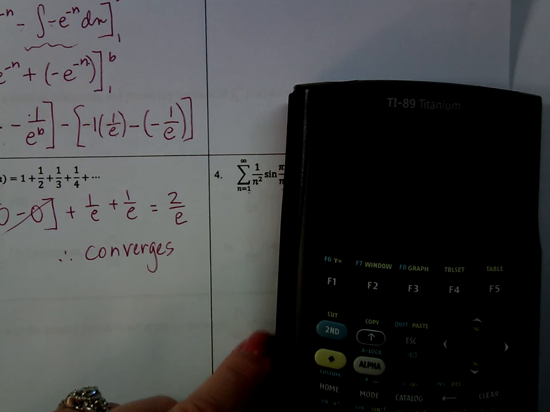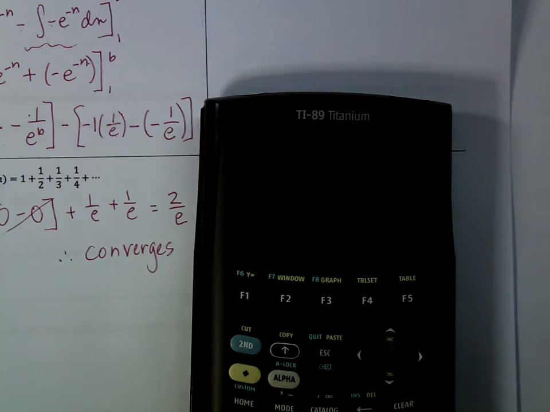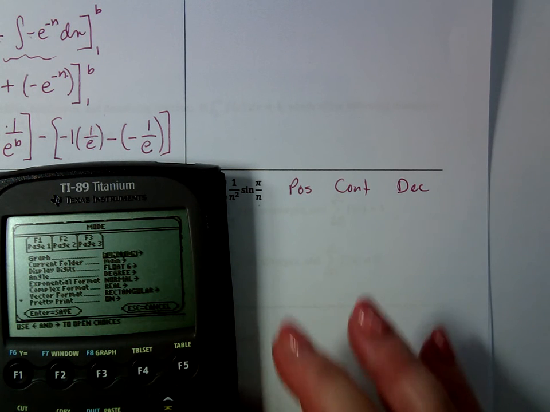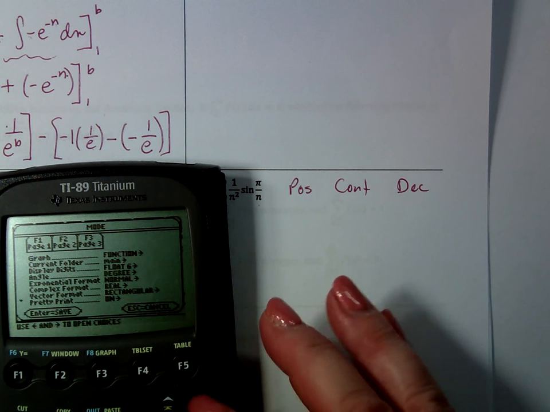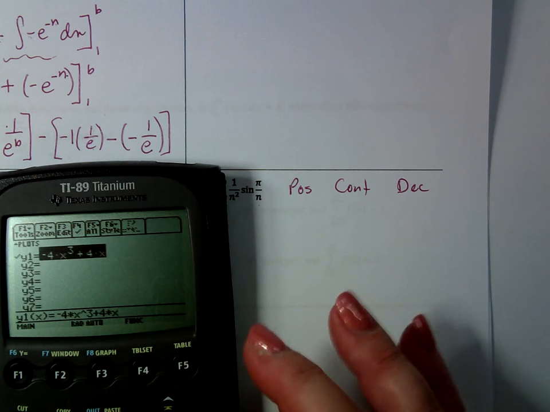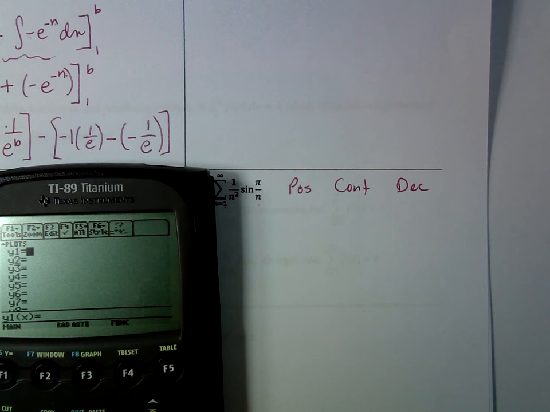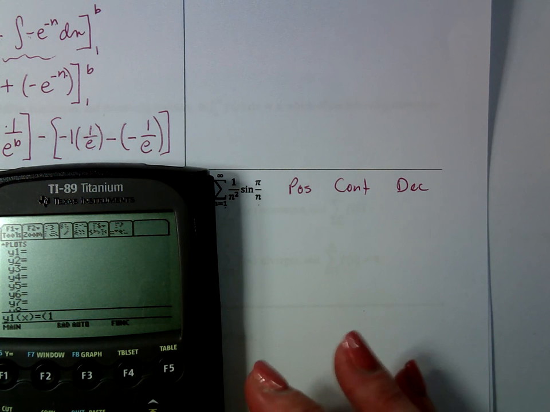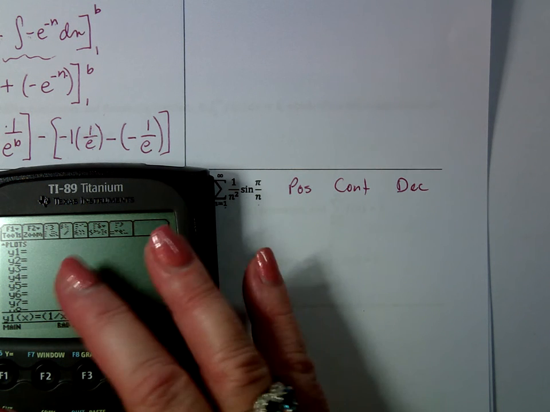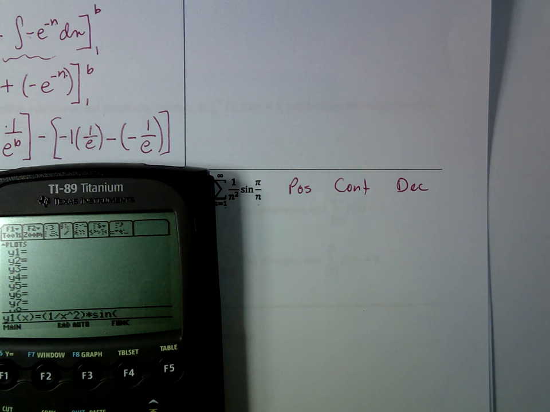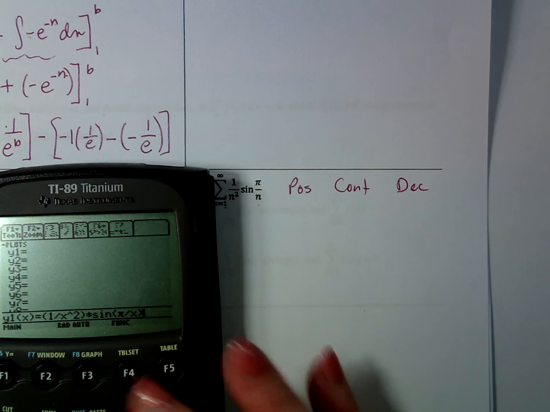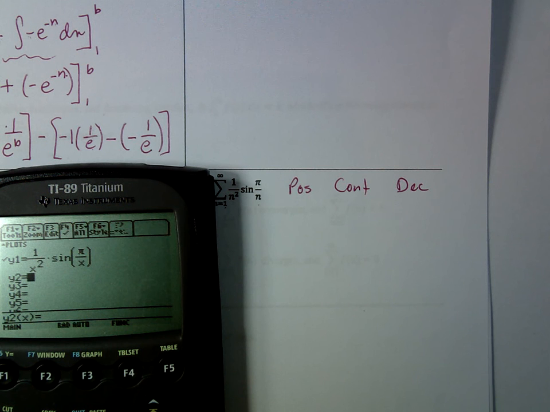You can't see me. You can if I put my, there we go. All right, one thing I need to do is change my mode. I know I was doing something for pre-calc where it was in degrees. Okay, so now I'm good. Y equals, clear, 1 over n squared, I'm going to use parentheses, 1 divided by x squared times the sine of pi over x. Cool. Graph it.